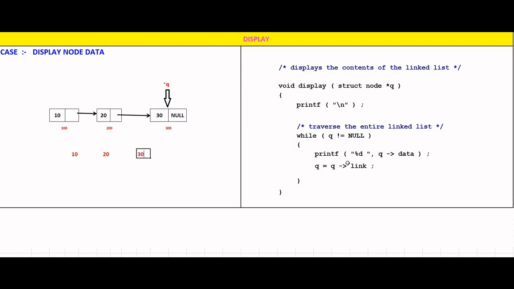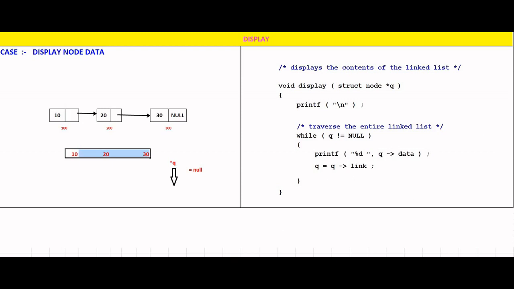Again q is equal to q of link. Now q of link contains null, so q is now having the value null. Again we check, is q not null? No, q is null. So we break this loop and this is your output. This is how the display function works.